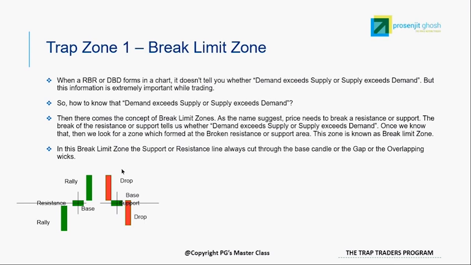So this is top, base, top. Now in the same way we have a resistance line. Resistance means where price has created a swing high before and now price is again coming up to it, and this is what it creates here. Understand the logic here.